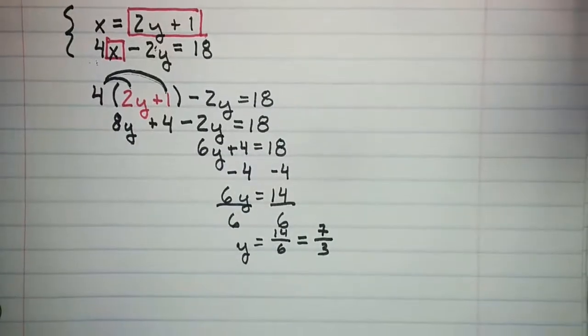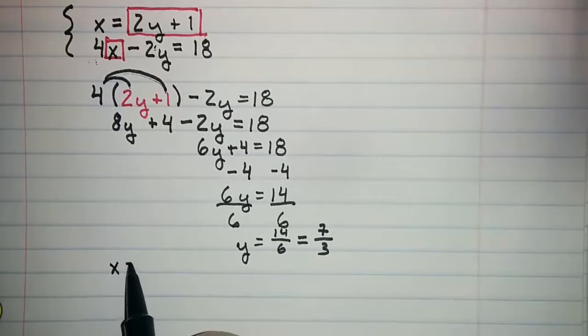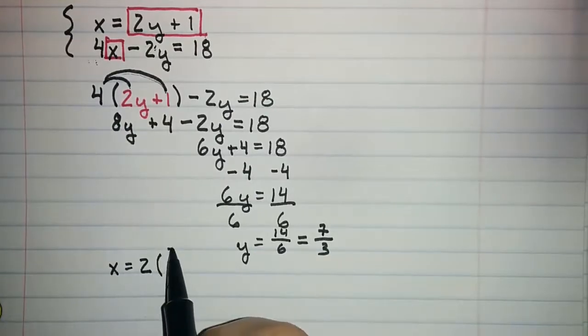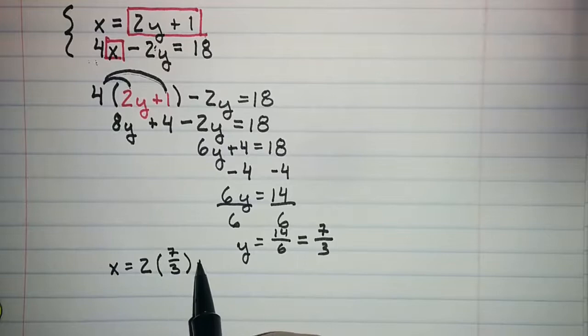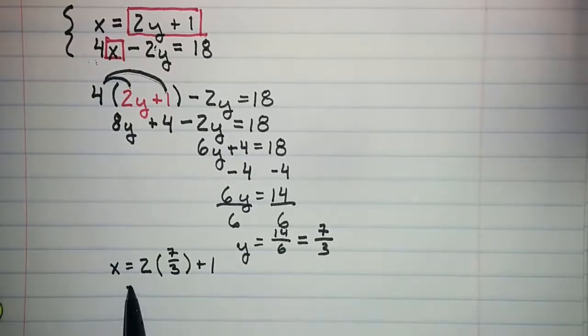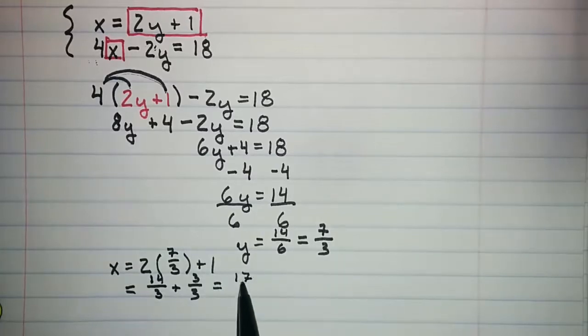All right, now we know y. Let's go back and find x. X is 2 times 7/3 plus 1. 2 times 7/3 will be 14/3. 1 is 3/3. Why did I do that? Because I need a common denominator. 14/3 plus 3/3 is 17/3. Again, we could also have used the calculator to do this arithmetic.